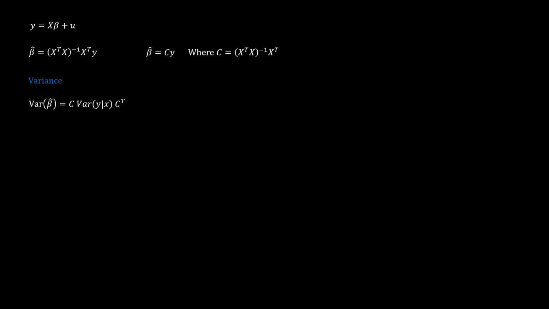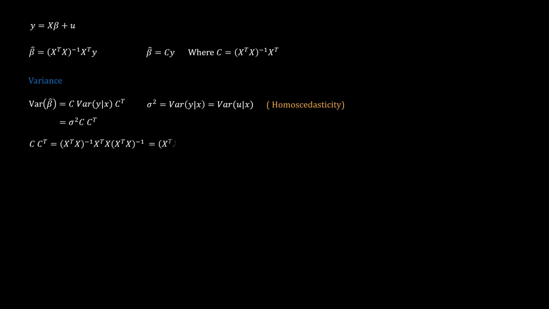So here we will assume constant variance for y given x as sigma squared. Note that sigma squared would also be the variance of the error term u given x. This is called constant conditional variance of error terms, also known as homoscedasticity. And simplifying, we get a nice compact expression for variance of our beta hat vector. We call this the variance covariance matrix.